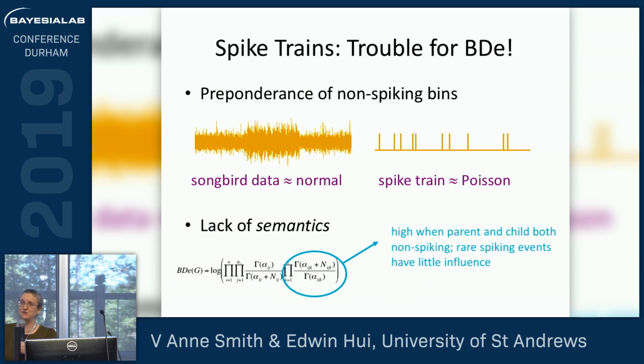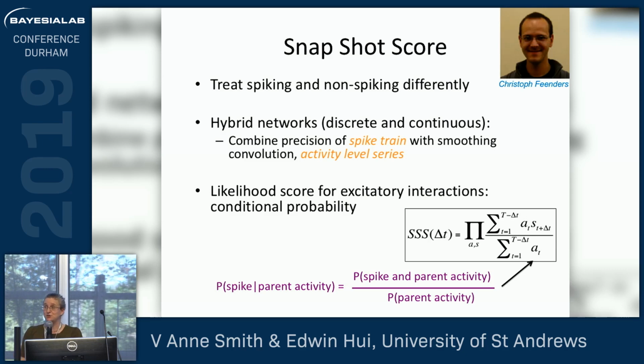The spikes, those action potentials, those are the things that are making the signal. So I had a PhD student who developed a new score for use with single unit neural data, and where he treated spiking and non-spiking differently and developed a hybrid score where you use the spike of the child node and got a convolution continuous activity level series of the parents. And this is a likelihood score at the moment, and it's just a conditional probability that the child will be spiking given the parent's activity.